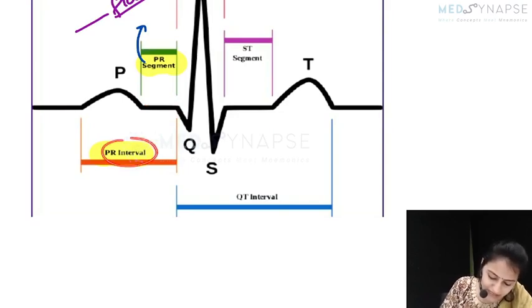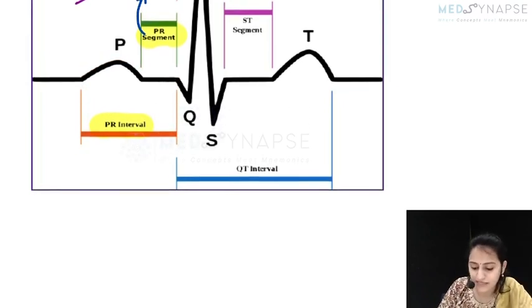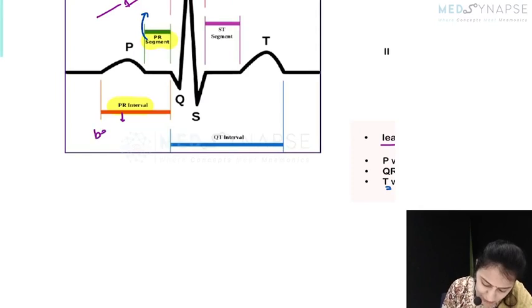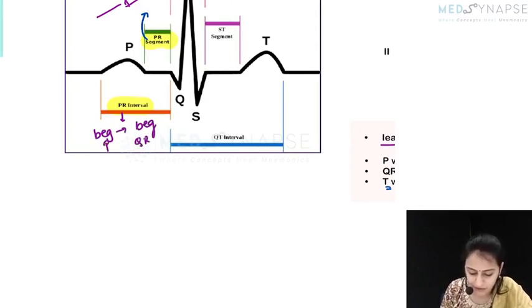The PR interval is calculated from the beginning of P to the beginning of QRS. So remember that PR interval is from beginning to beginning. Beginning of P to beginning of QRS.